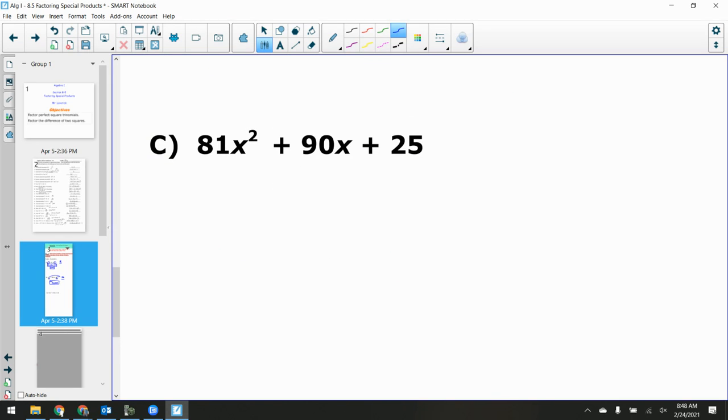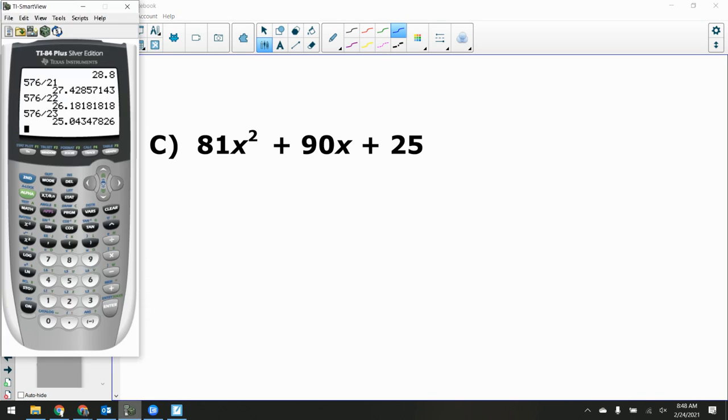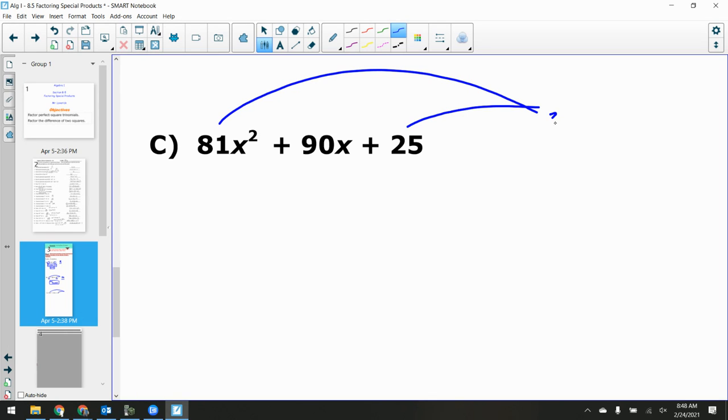Let's take a look at this one. Now, my first rule is always check for a GCF. My smallest number up there is 25. What is 25 divisible by? 5, right? Anything else? No. Okay, 90 is divisible by 5, but is 81? No, so there's no GCF here. Well, that must mean that I need to take 81 times 25, first number times last number. Whoa, 2025.